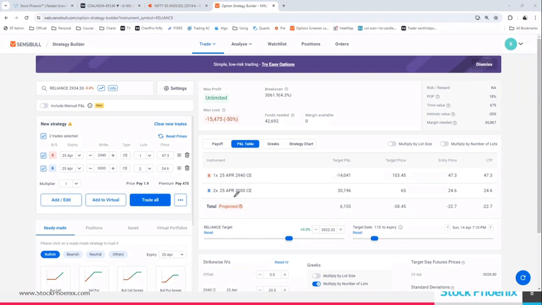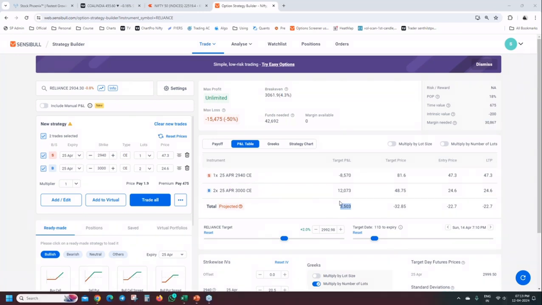Because this 3,000 call becomes ITM, let's take even 2%. So this 3,000 call moving forward, you can see it is giving 12,000 rupees profit, and the sold option is giving 8,570 loss. So we are getting a very decent profit. You cannot hold till the expiry. I will show you that also, what will happen. Okay. So now you can see here 6,155 if it is 3%.